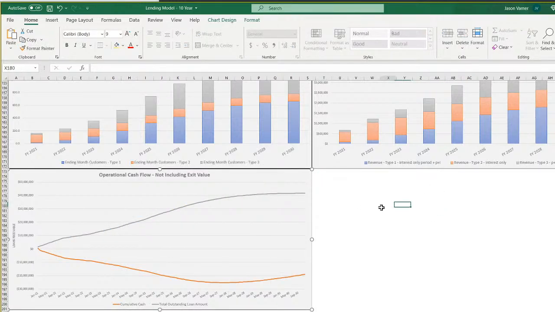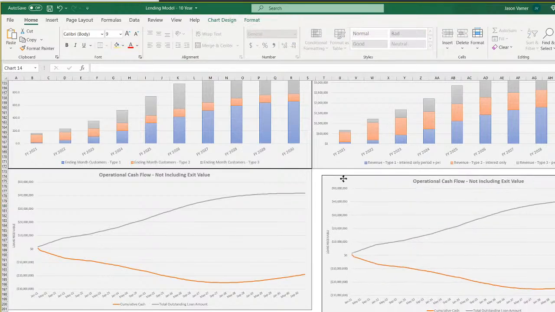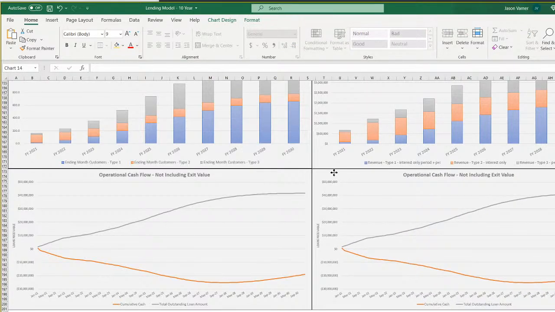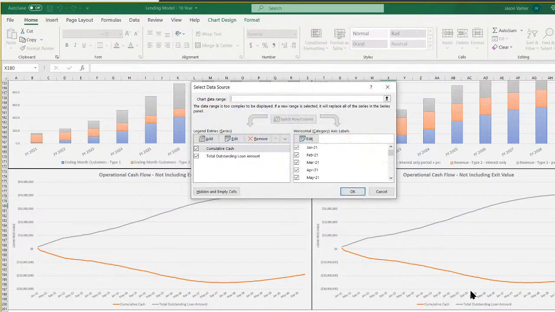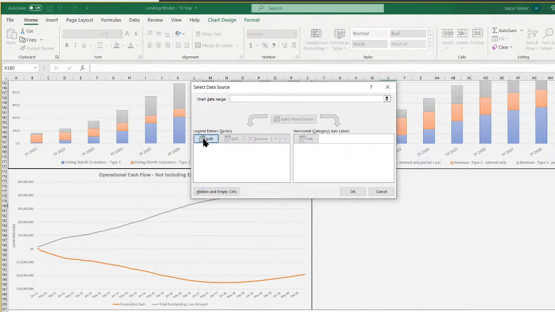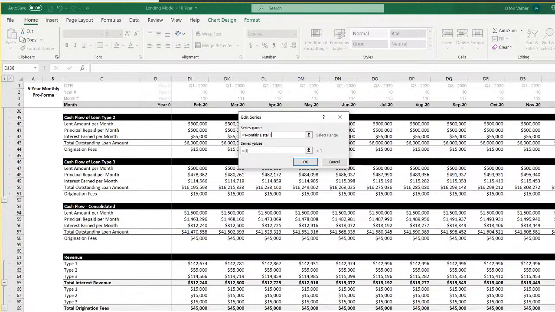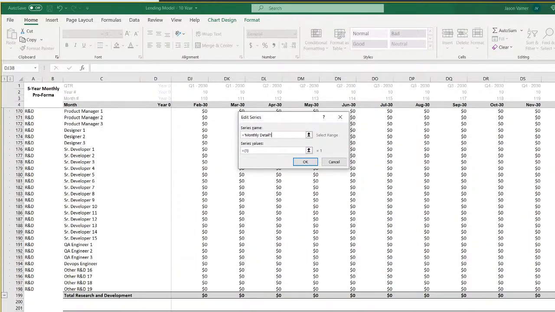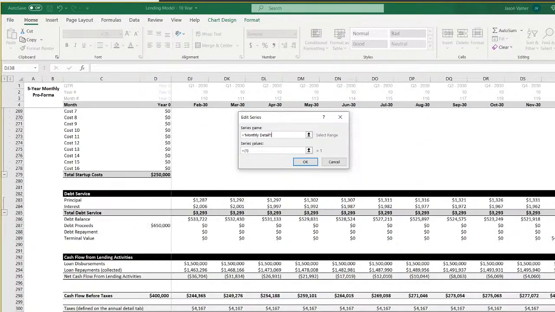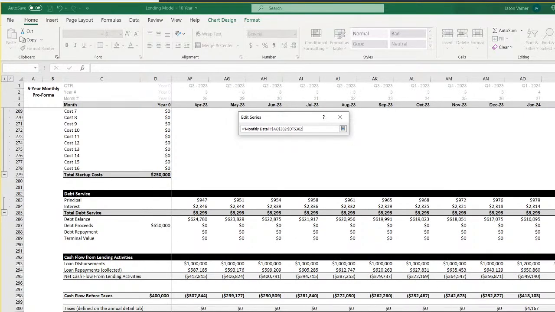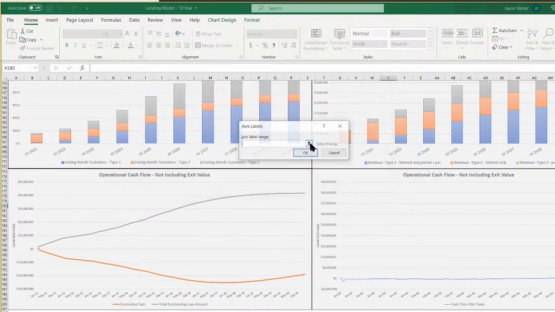Now the other number is we do want to see cash flow per month, but without anything else, or maybe with loan activity or something. Let's just do, so this is cash flow after taxes, and the amount per month.